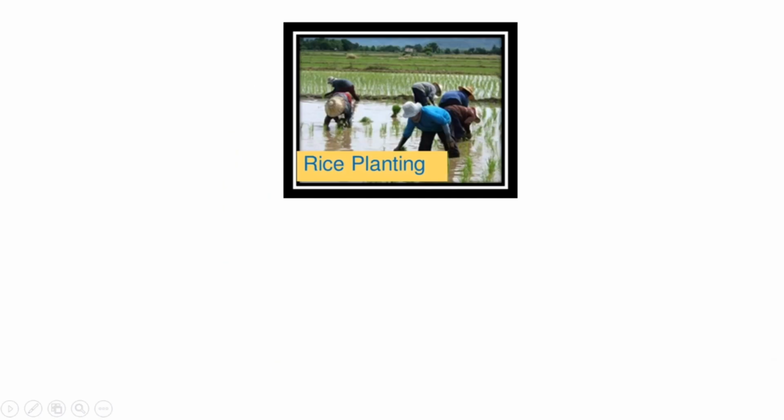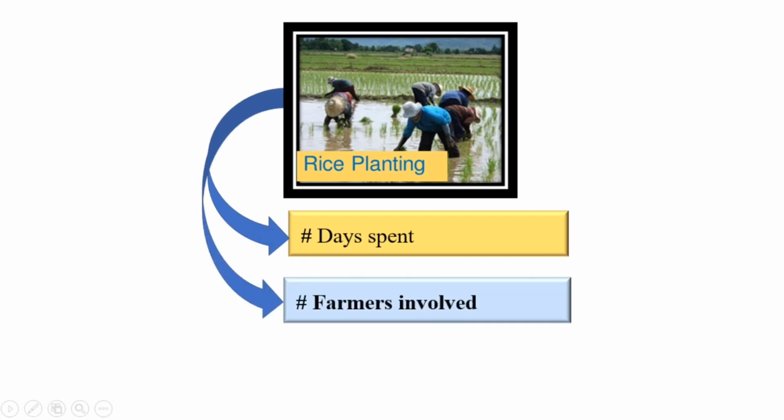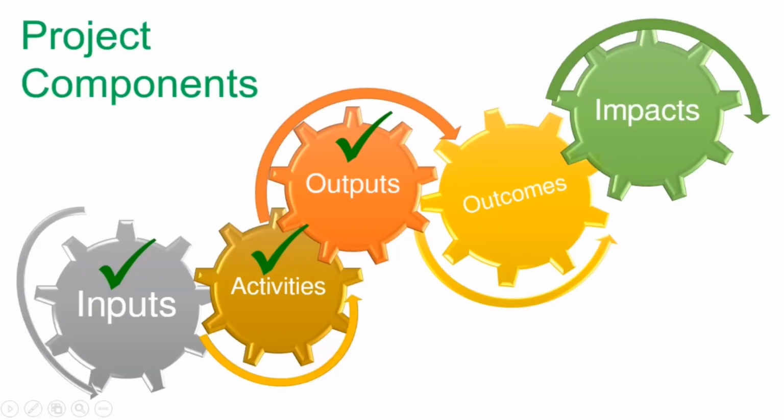Another example is related to rice planting. So the outputs include the number of days that the farmers spent on rice planting, the number of farmers involved in planting the rice, and the last one is the size of land that has been planted with rice. How many hectares were planted? So these are all the outputs that we are recording.